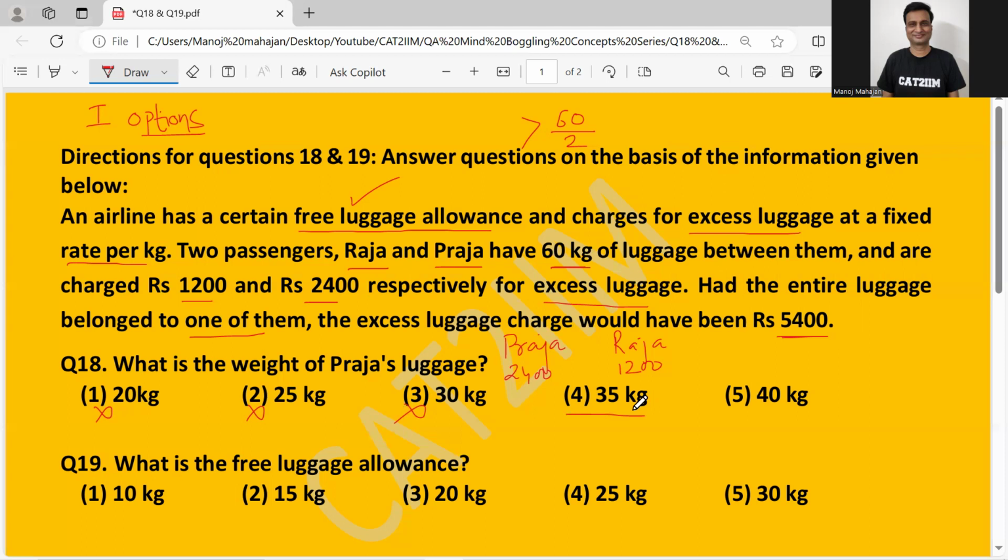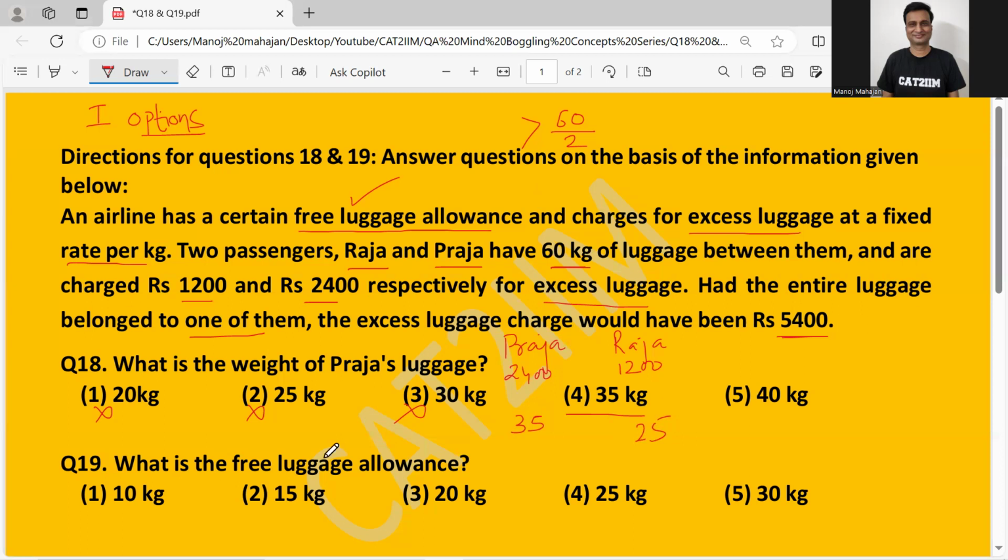What I mean by that is, let's say you work with one of the choices and the data does not match, then the left out one would become the answer. Or if you pick up the option and the data matches, that would definitely be the answer. So let me pick up option 4 out here. If I say with Praja you have 35, and I do 60 minus 35, then with Raja you would have 25. This is the total weight with each of them.